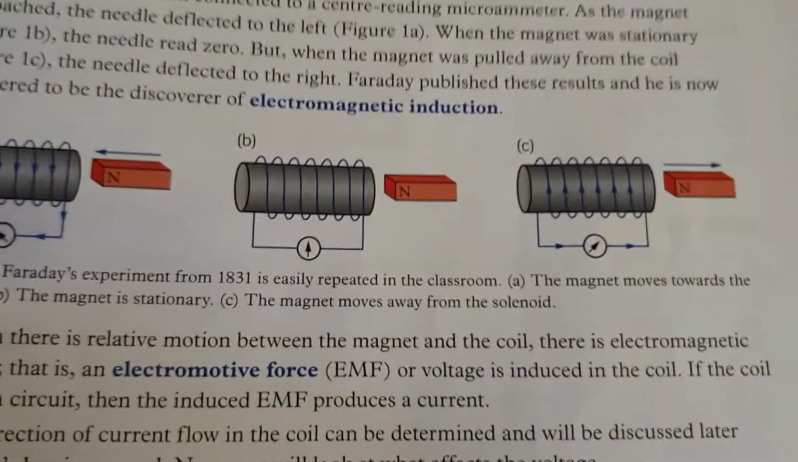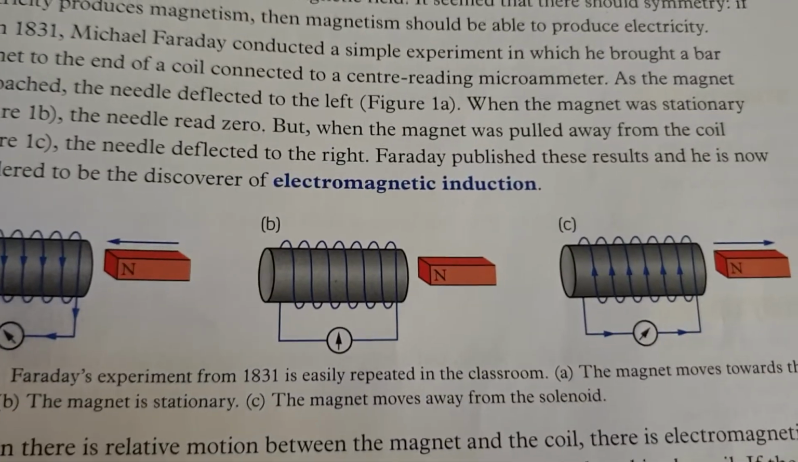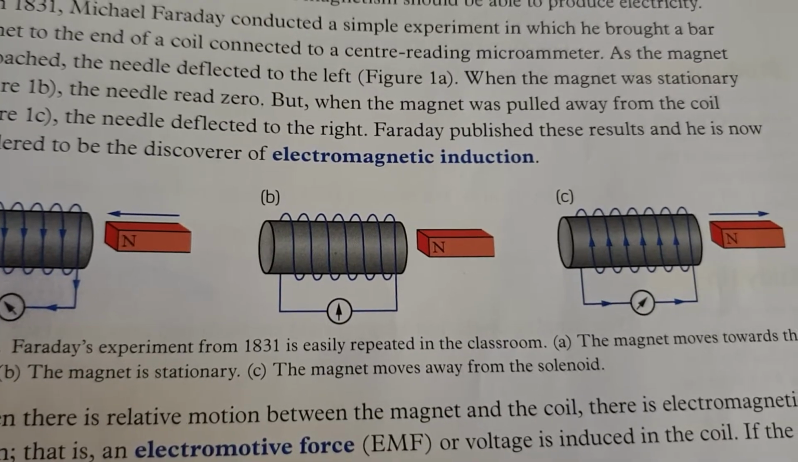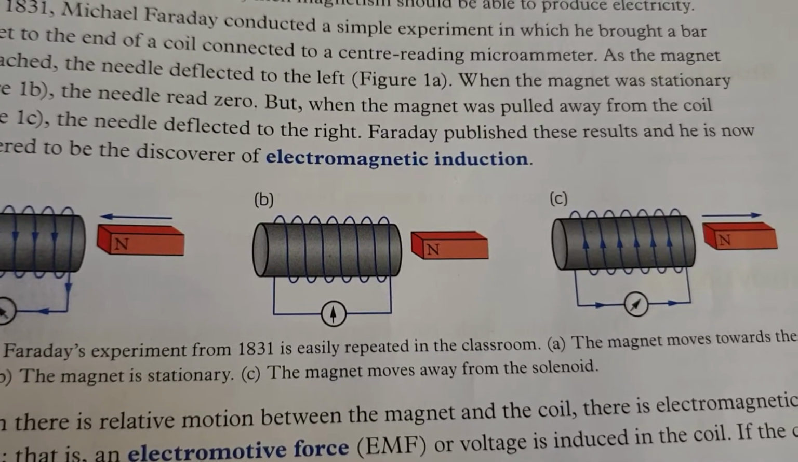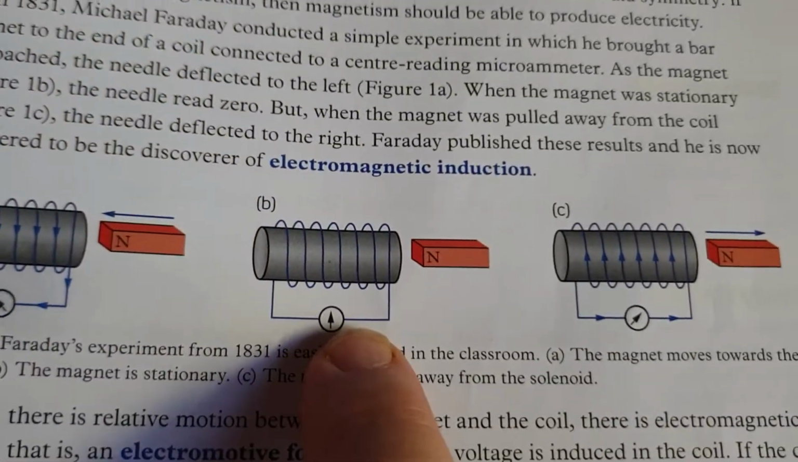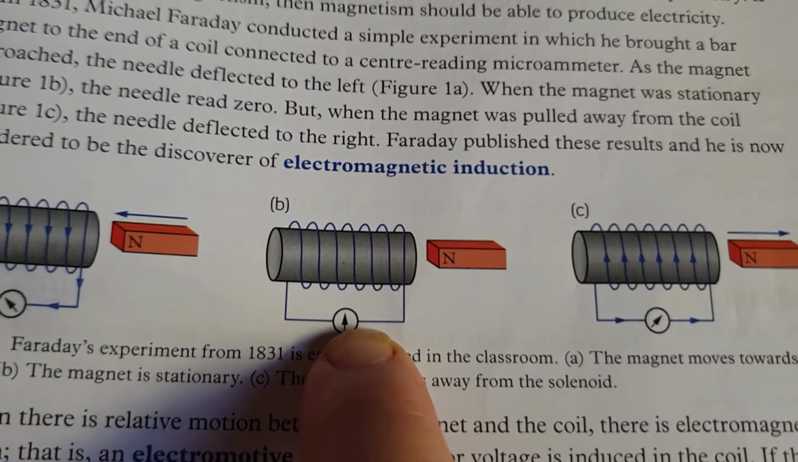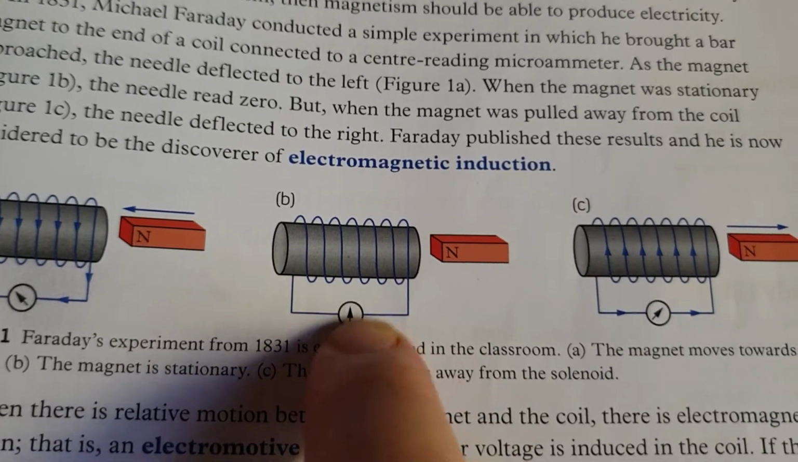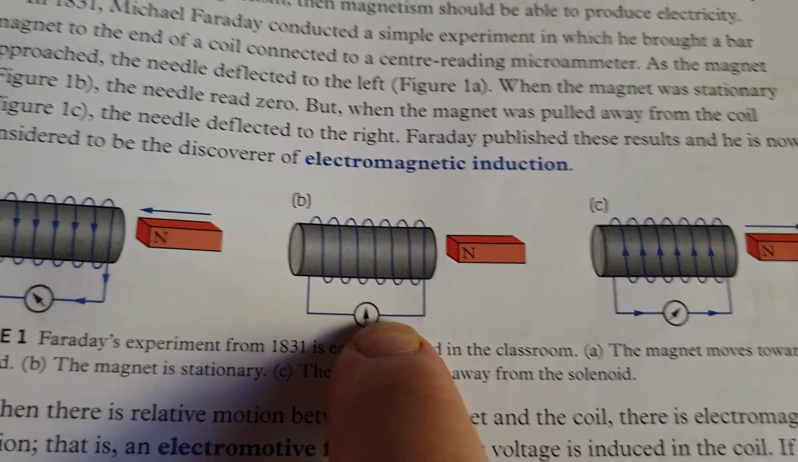So if you look at the diagram they've got here, the one in the center, nothing is moving. They're not moving the magnet, they're not moving the coil, and the little arrow on the meter is pointing straight up. So that would indicate that there's no current, there's no EMF or voltage being produced here.